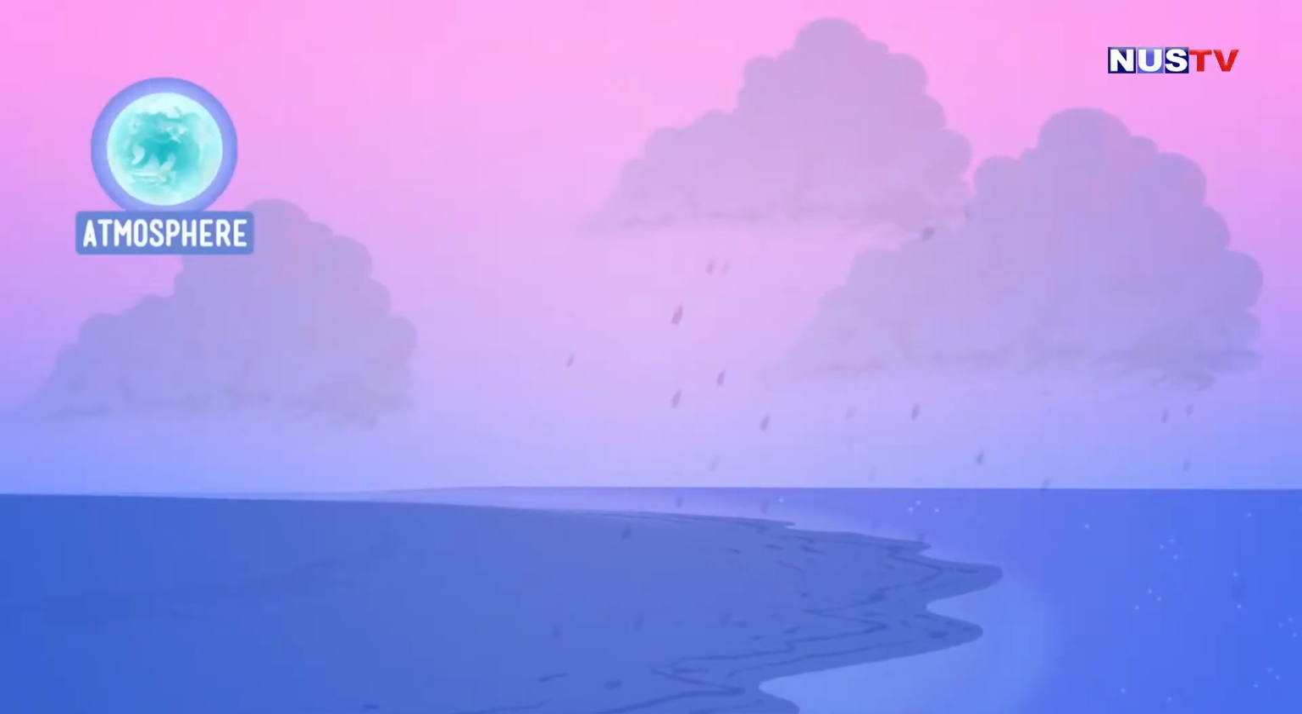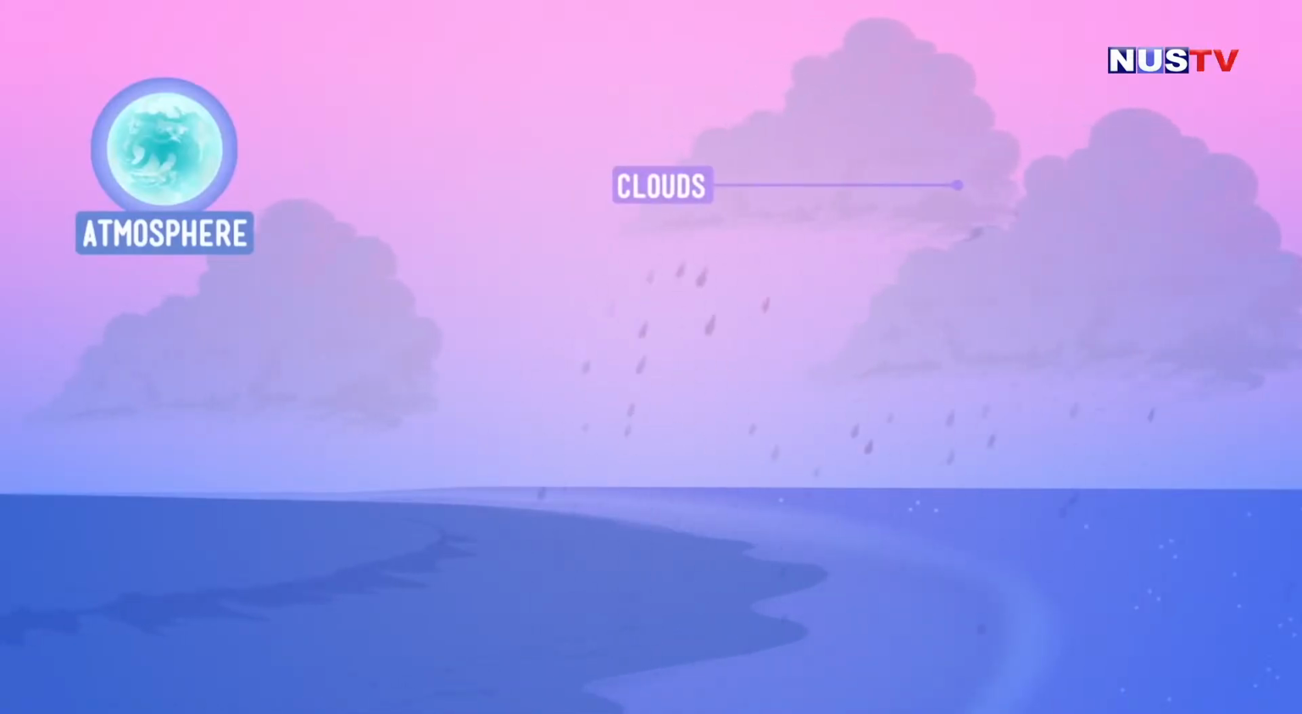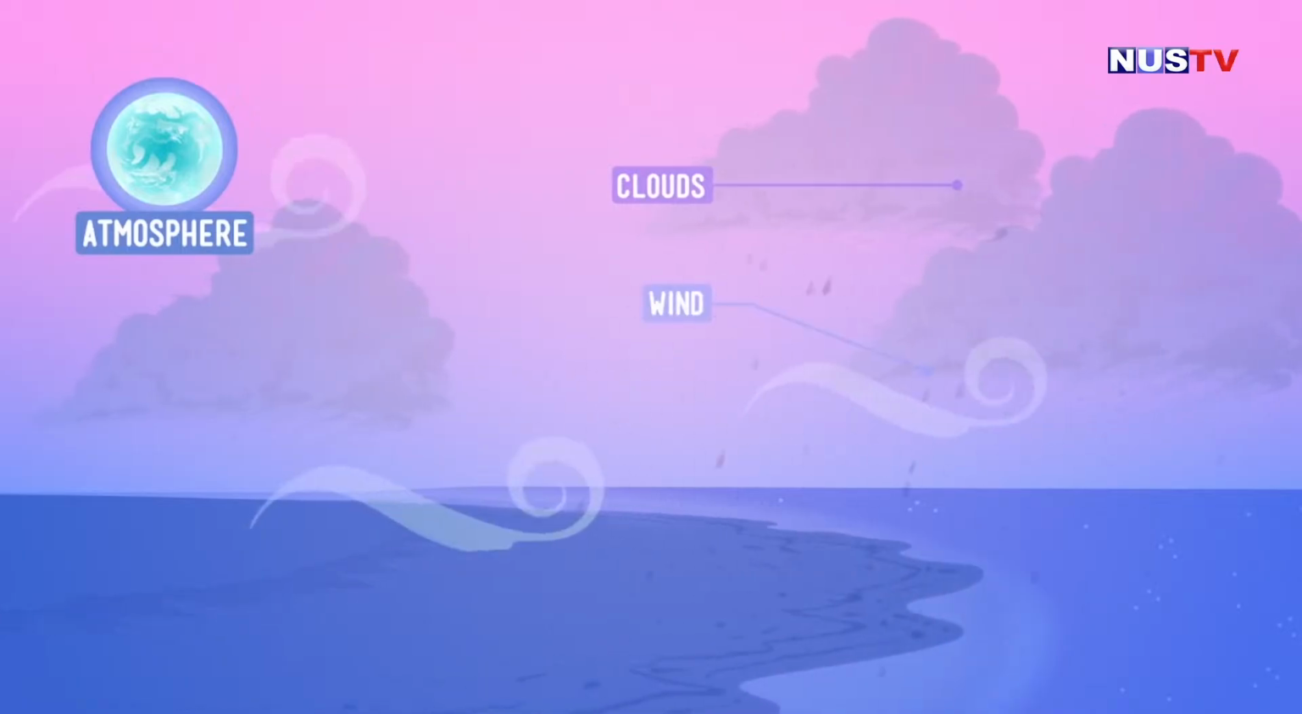Well, that's a bummer, but check this out. While the rain is a part of the hydrosphere, the clouds it came from are actually part of the atmosphere, and the wind that pushes the waves around is part of the atmosphere too. Even though we can't see it, the atmosphere is all around us in the form of the air that we breathe.